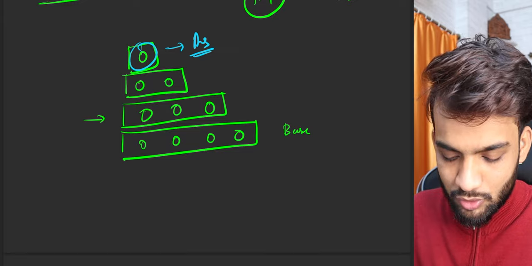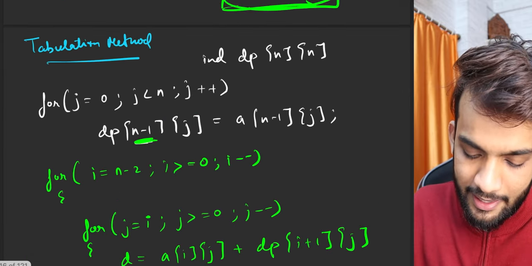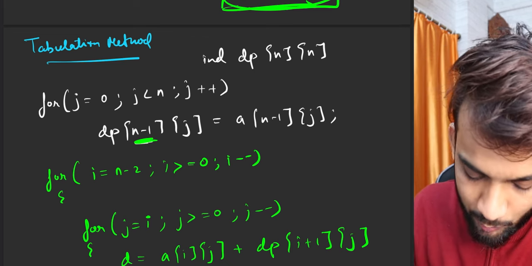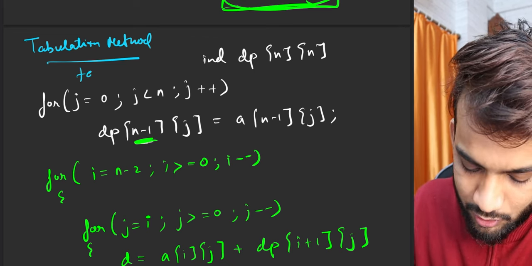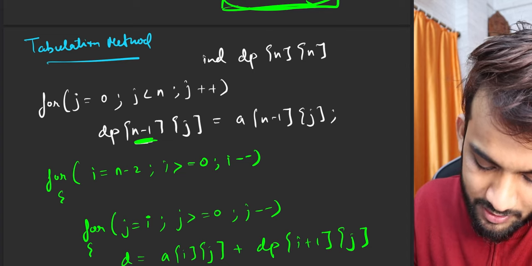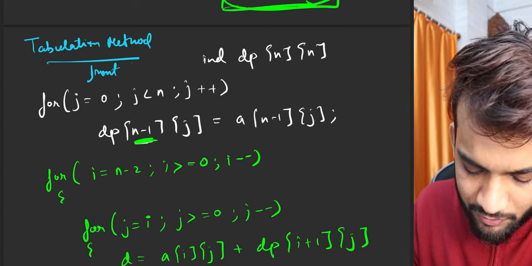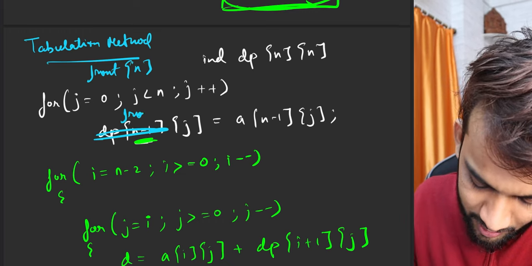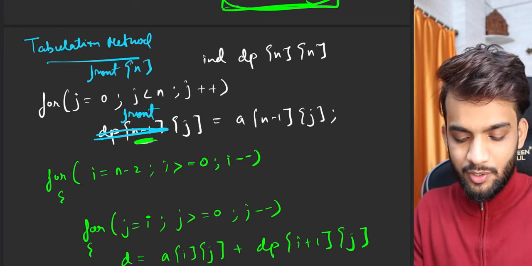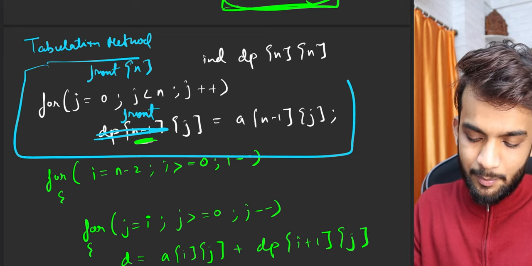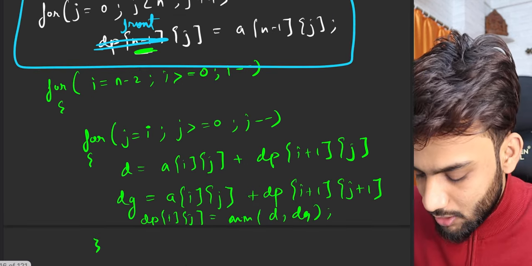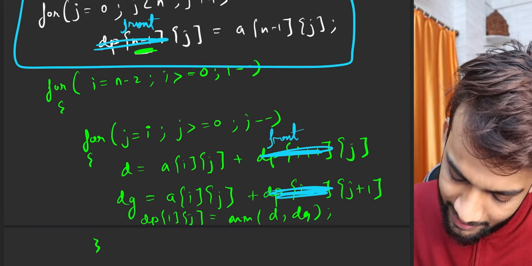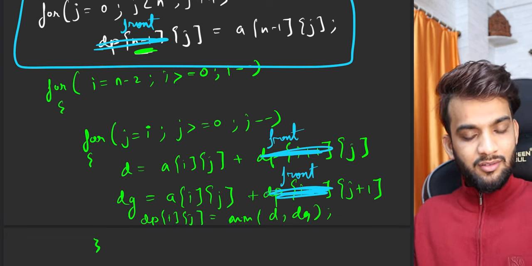Just make sure you store this particular row. What you can do is create a front row of size n. And over here, instead of this, you can write front of j, and the front row is computed. So the front is computed by this. Next, I plus 1 is front. The entire I plus 1 row is front. So you write front, correct?